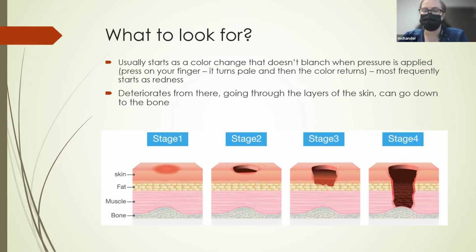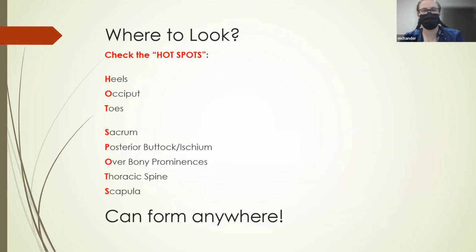And then stage 4 is when you get down to either muscle or bone, tendon. You've gone through all the layers of the skin and you're now at an exposed area of either muscle, bone, tendon, etc. And that is the most severe. These can be pretty difficult to heal, especially because when you get to the point of a stage 4, that usually means there's something else going on with the skin / the body that's making it break down more easily.